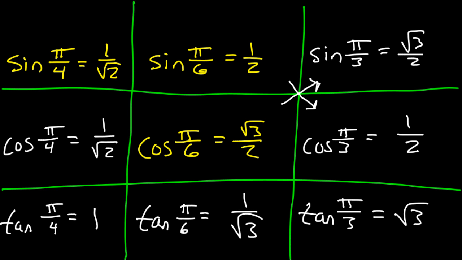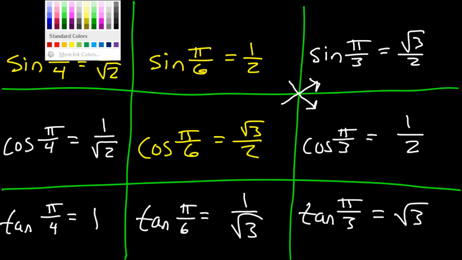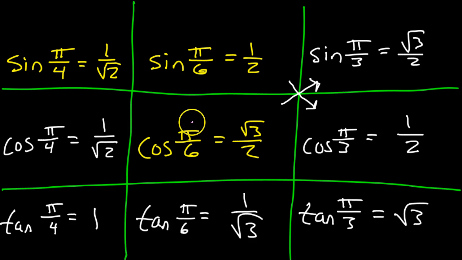Anyway, because some of the questions that we are being asked are in degrees, let's pause and understand that pi over 4 is the same thing as 45 degrees. Pi over 6 is the same thing as 30 degrees, and pi over 3 is the same thing as 60 degrees. So if they ask me for the sine of 30 degrees, I know that's 1/2, and so on.